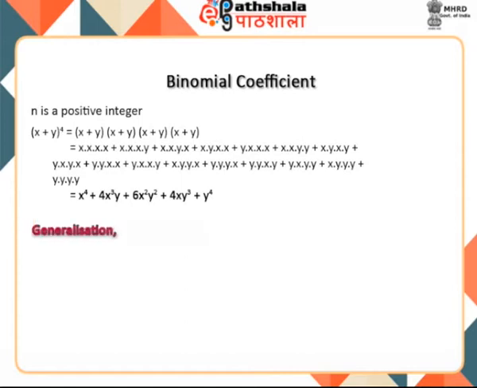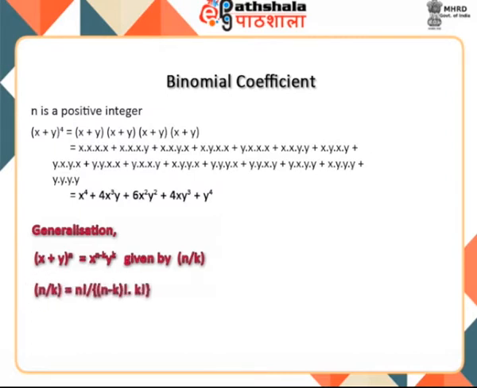This leads us to generalize the above example to imply that if n is a positive integer and we multiply out x plus y raised to the power n term by term, then the coefficient of x raised to the power n minus k, y raised to the power k, is given by n choose k. It is the number of ways in which we can choose k factors to provide with y. The number n choose k is termed as the binomial coefficient.